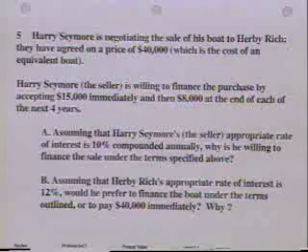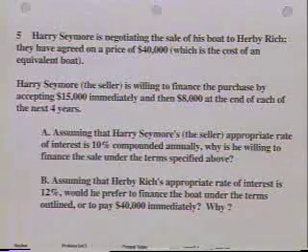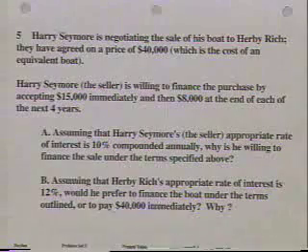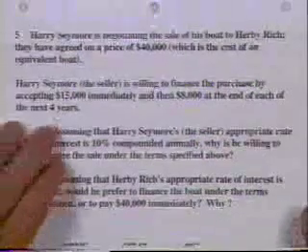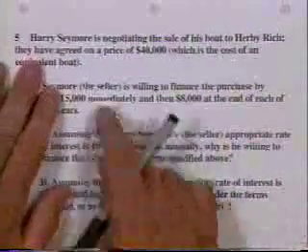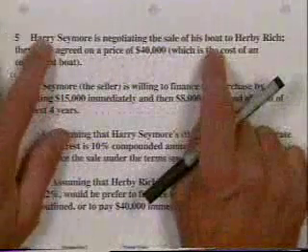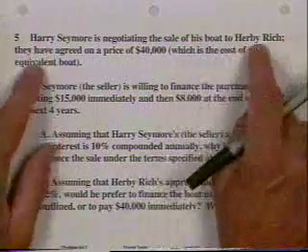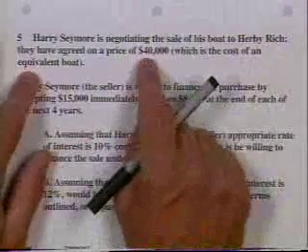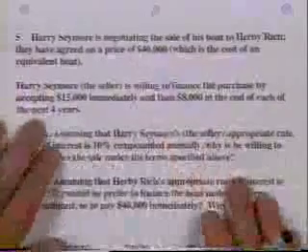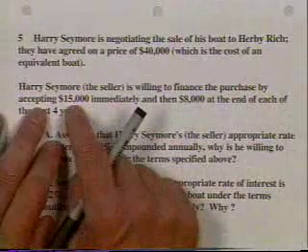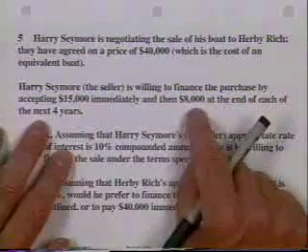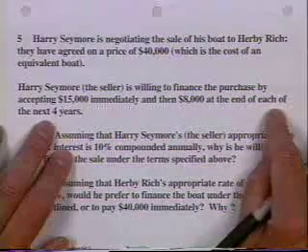Number 5. So the situation is, I'm getting my cheat sheet ready on the side in case you're wondering what's going on. In this case, Harry Seymour is negotiating the sale of his boat. So Harry is selling the boat, and he's going to sell the boat to Herbie Rich. And they've agreed on a price of $40,000. Harry is willing to finance the purchase by accepting $15,000 up front and then $8,000 at the end of each of the next 4 years.